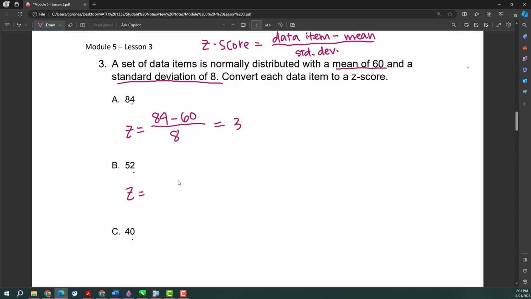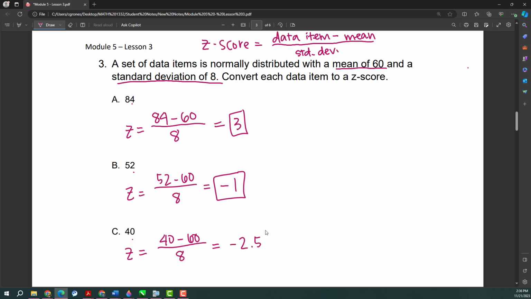On B, we have 52, so 52 minus 60. So the only thing that is changing is our data item. And then all that divided by 8, and you should get -1. And then the last one is 40. So 40 minus 60 divided by 8. And we get -2.5. And remember, our z-score tells us how many exact standard deviations we are away from the mean.